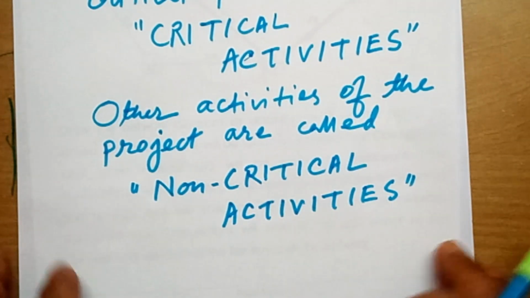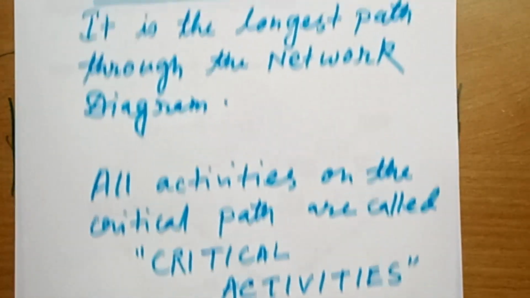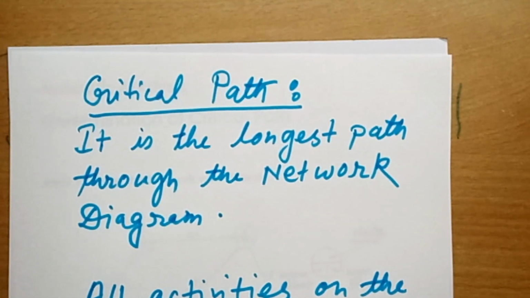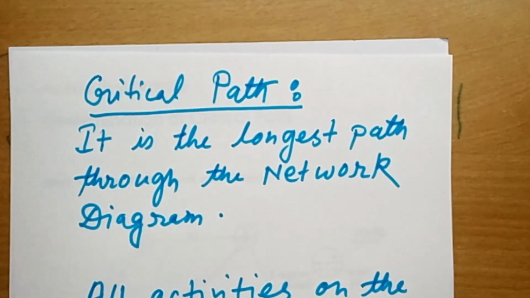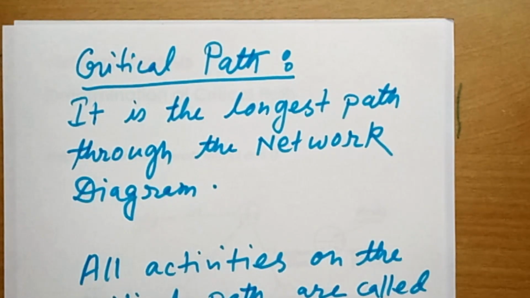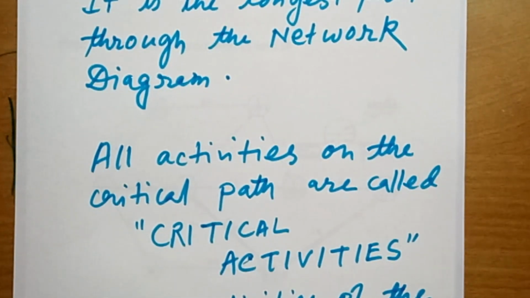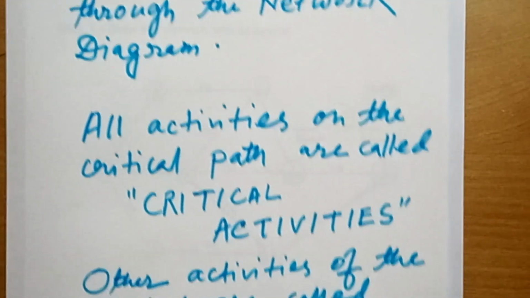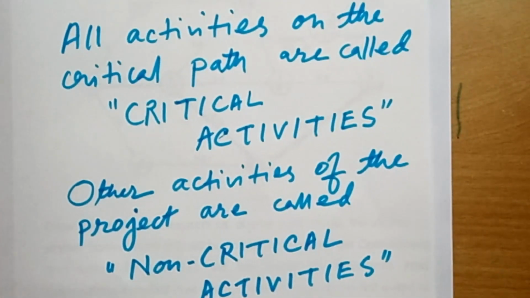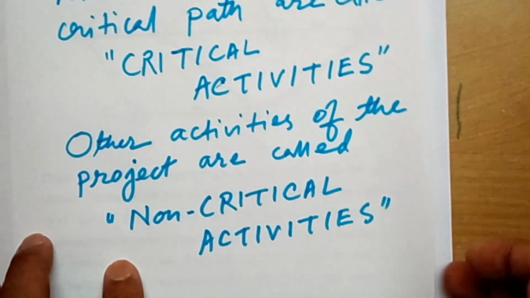So, the important thing we have understood: critical path is the longest path through the network diagram. You have a number of paths from start to finish, and out of all these paths, the longest one will be called the critical path. Longest one means the path which will have maximum time to complete the journey from start to finish. All activities on the critical path are called critical activities, and other activities of the project are called non-critical activities. Okay, fine.